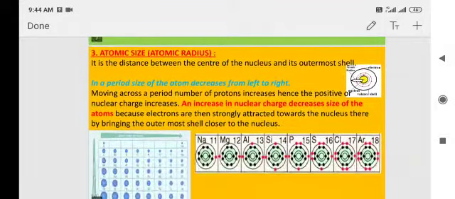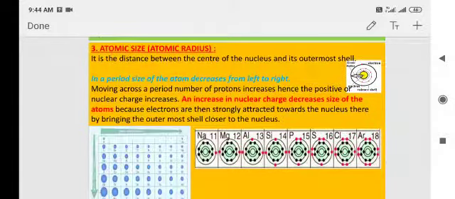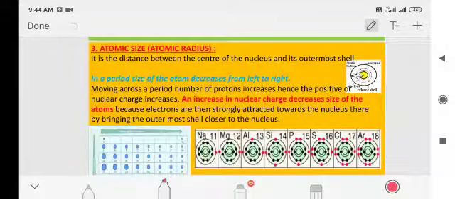Next, let me move to the next point called atomic size, or atomic radius. These topics I already explained through online teaching, but on that day only half of the students of class 10th attended the class. That is why I am sending this video again. Then look at this next point, atomic size or atomic radius.